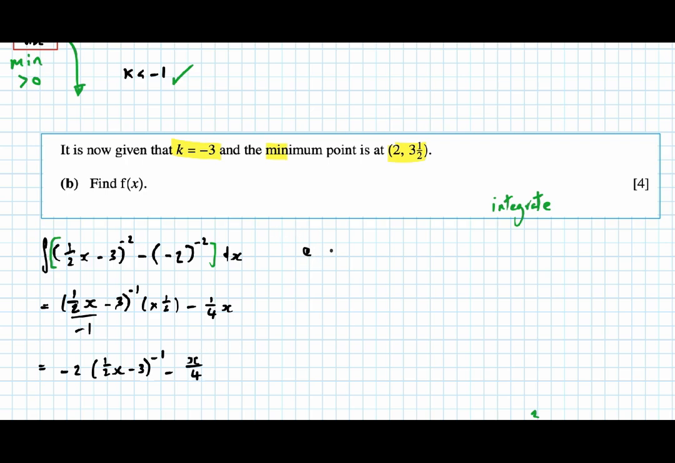So we were given a minimum for x is 2 and y is 3.5. So 3.5 is equal to minus 2 bracket, a half times 2 minus 3, close bracket, to the minus 1, minus 2 over 4 plus c. Now I haven't put in plus c yet. I just wanted to leave that for this next part, but you always have it there when you've integrated.